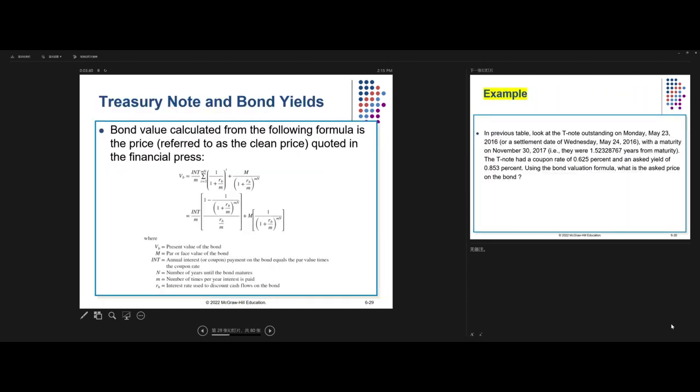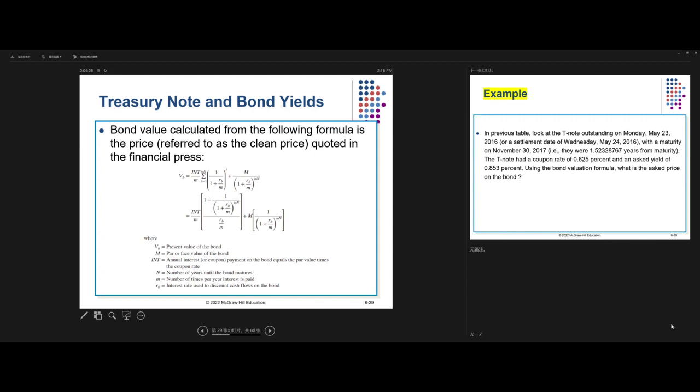So today is our second class of Chapter 6. In today's class, there are mainly three main topics that I want to discuss. The first one is the accrued interest, and the second one is TIPS, that's Treasury Inflation Protection Security, and then the third one is the before and after tax yield. So we're going to discuss them one by one.